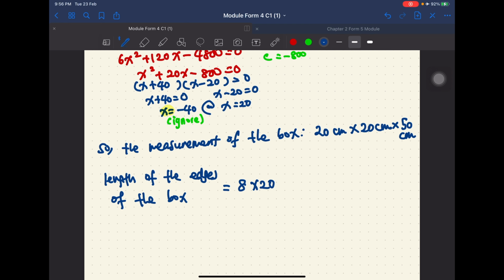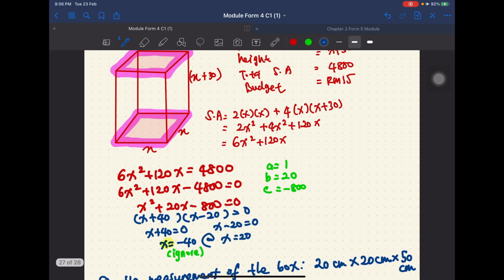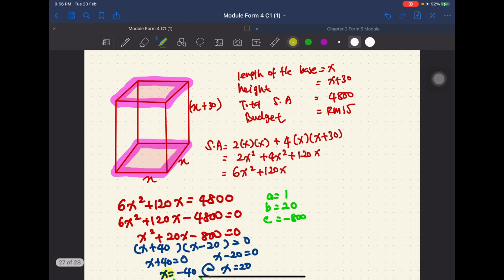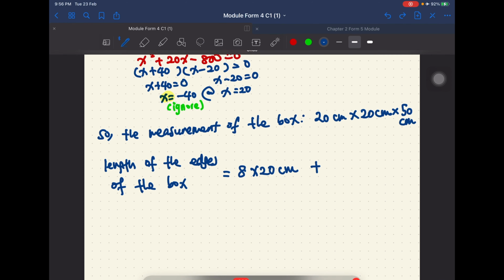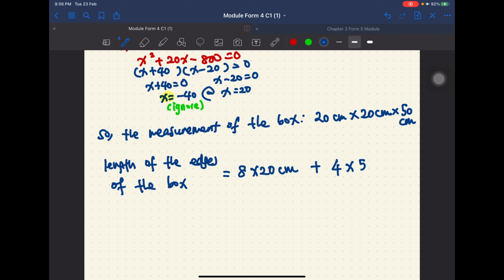Okay, so kita ada 8 darab 20 cm plus, okay, tinggi dia pula ada berapa? Tinggi, saya guna yang kuning lah. 1, 2, 3, 4. So ada 4 sisi yang 50. Okay, so plus 4 edges yang 50 cm. Okay, so cuba darab. So kita akan dapat 160 cm plus 200 cm. So kita akan dapat 360 cm, which is equivalent to 3.6 meter.